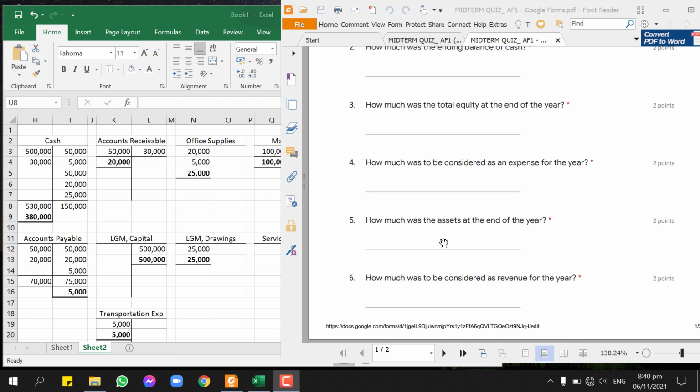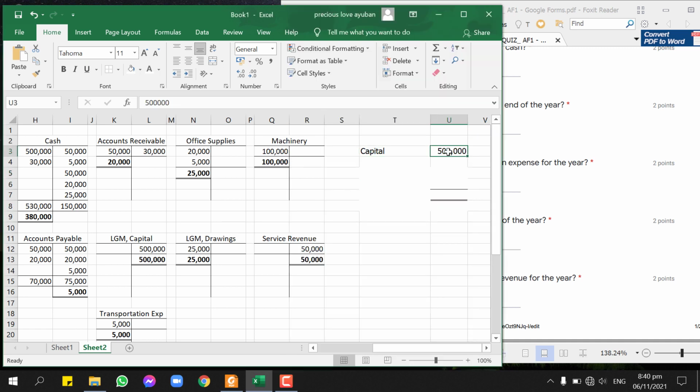Okay, so number 3, how much is the total equity at the end of the year? So, to compute for the total equity, ang gagawin muna natin is i-compute muna natin siya. So, let's start first with the capital of 500,000. Now, we have drawings. So, these drawings will be deducted from our capital, which is 25,000. And then, we have service revenue of 50,000, which will be added.